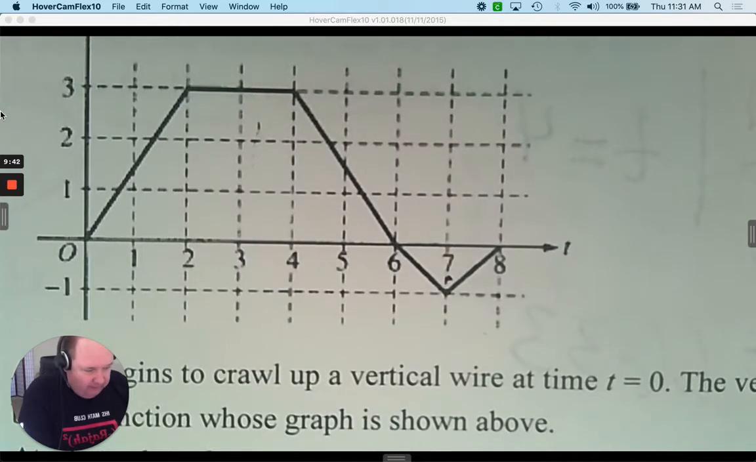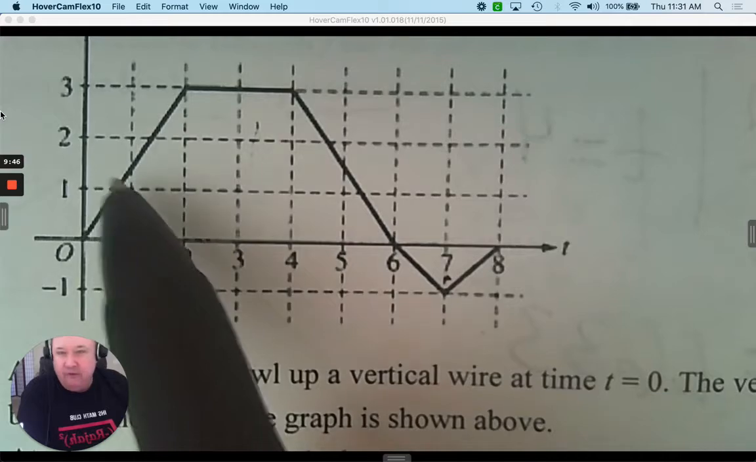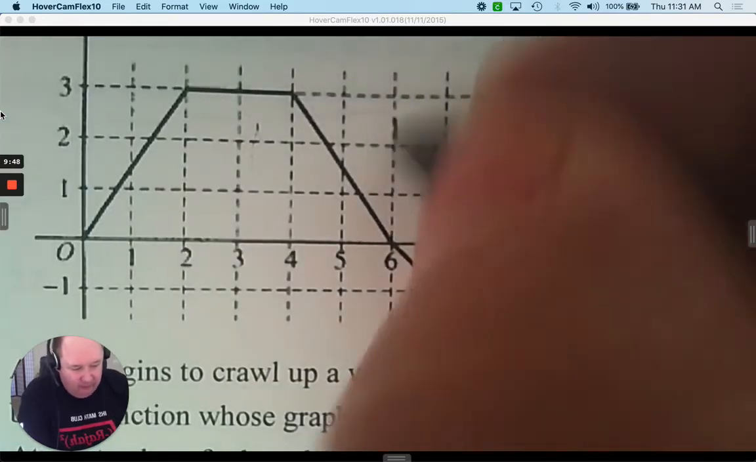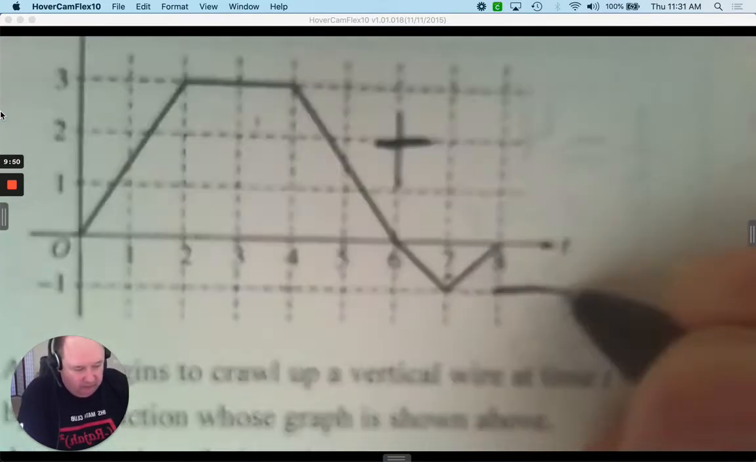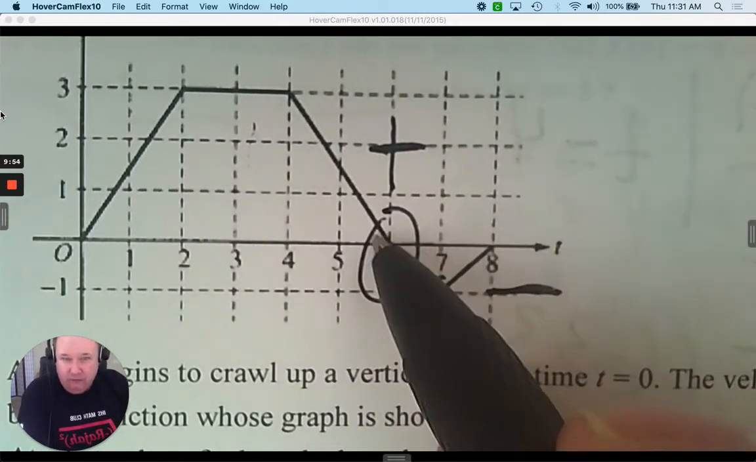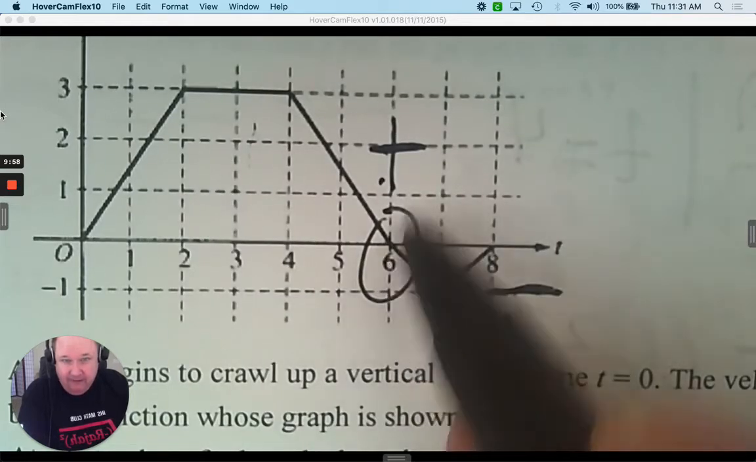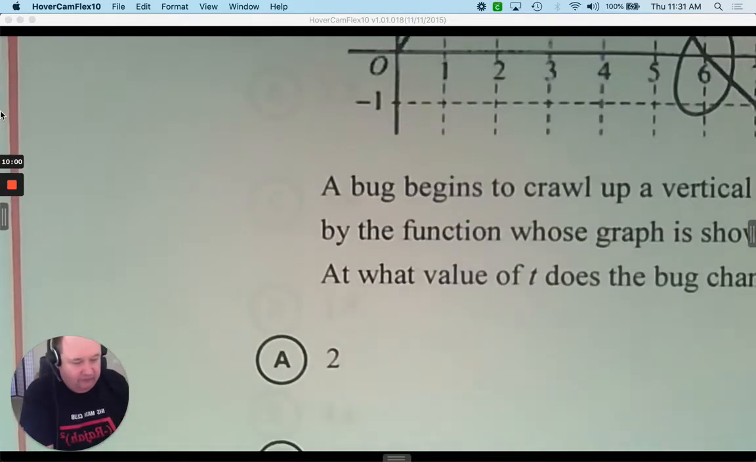And it's from 0 to 8. So given that, at what time does the bug change direction? So if this is a velocity graph, it would change direction when it goes from positive to negative. So at what time does it change from a positive velocity to a negative velocity? And the answer is at 6. And you have your answer.